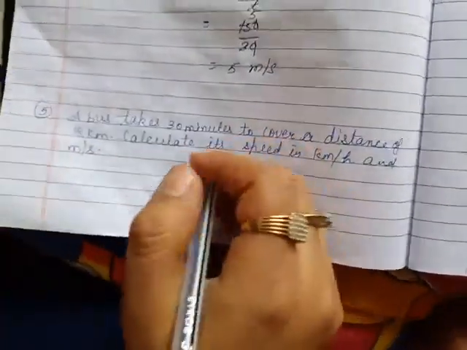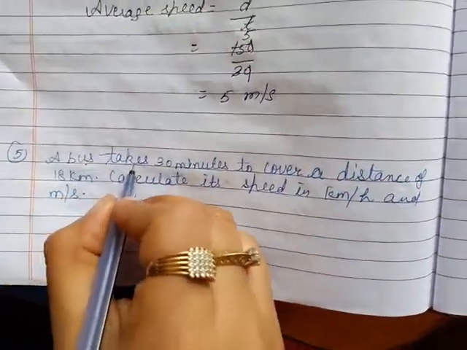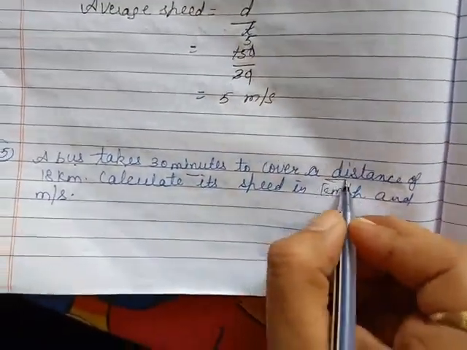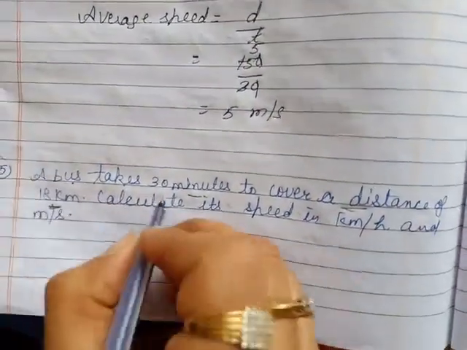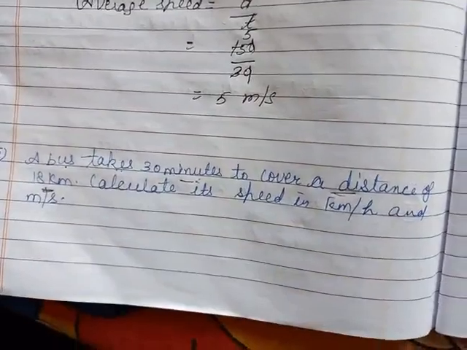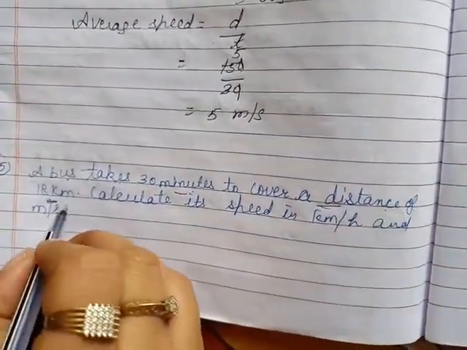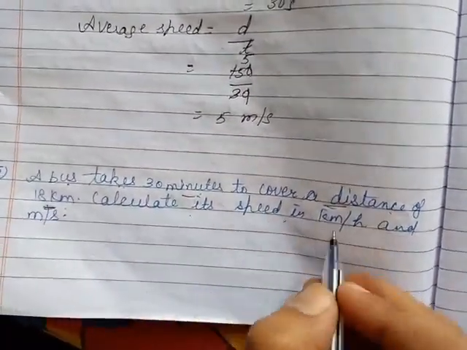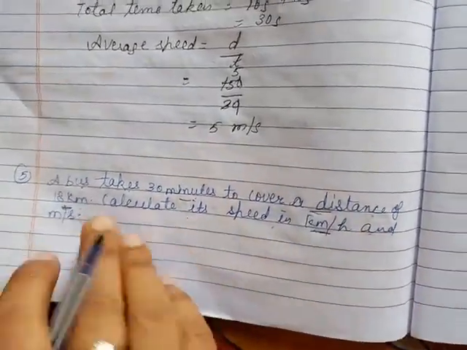And next and last numerical: a bus takes 30 minutes to cover a distance of 18 kilometers. Calculate its speed in kilometers per hour and meters per second.